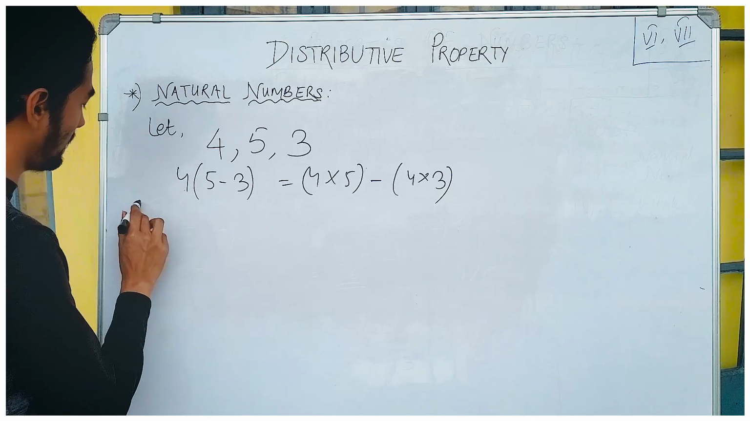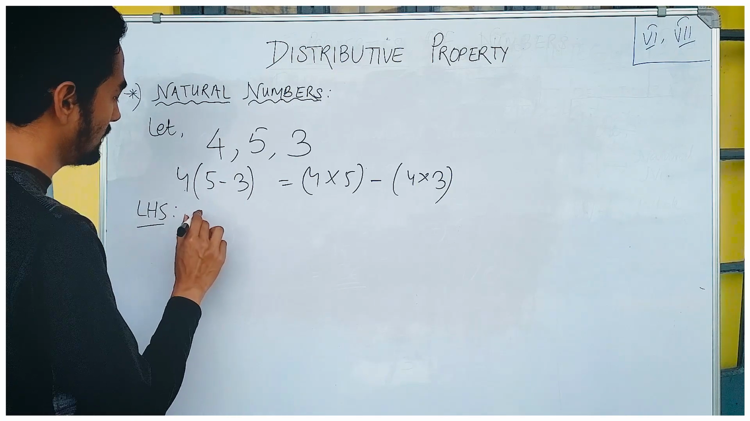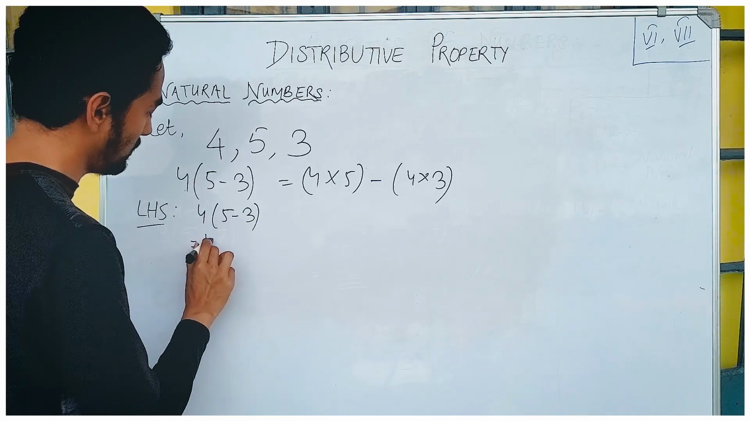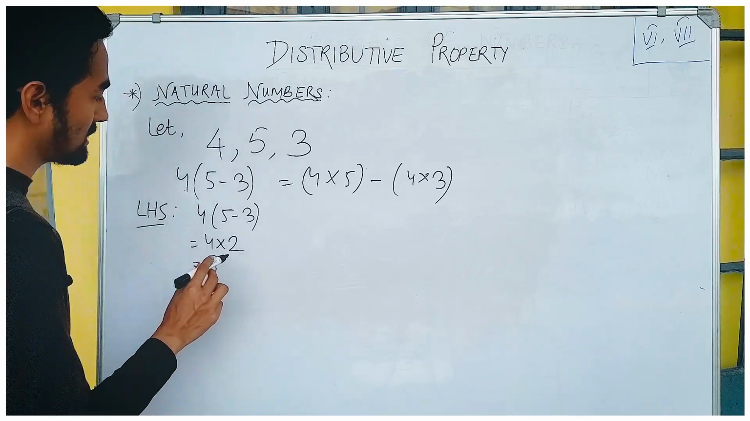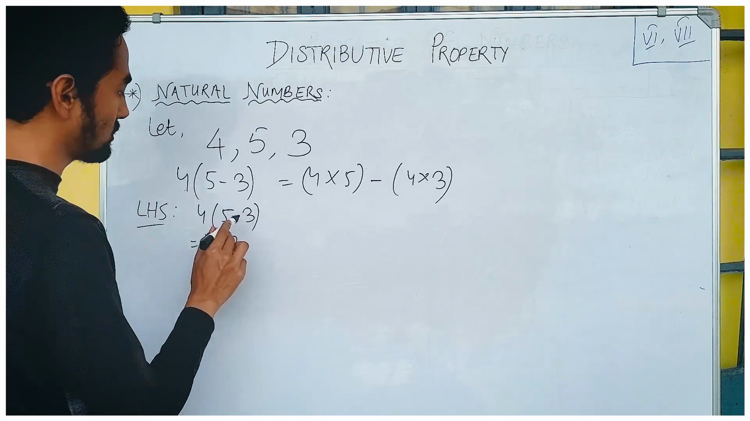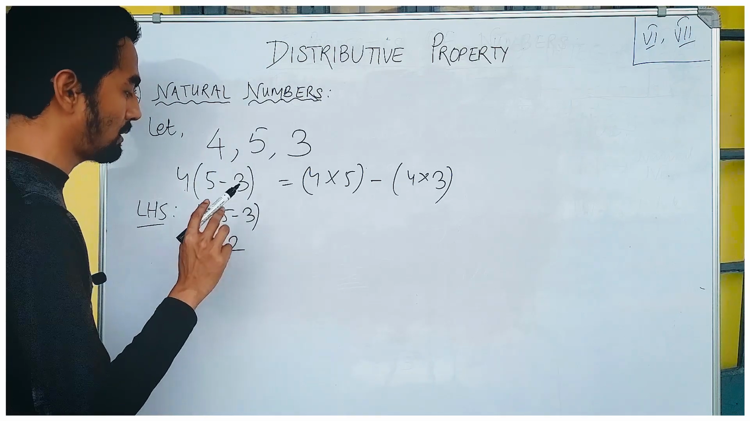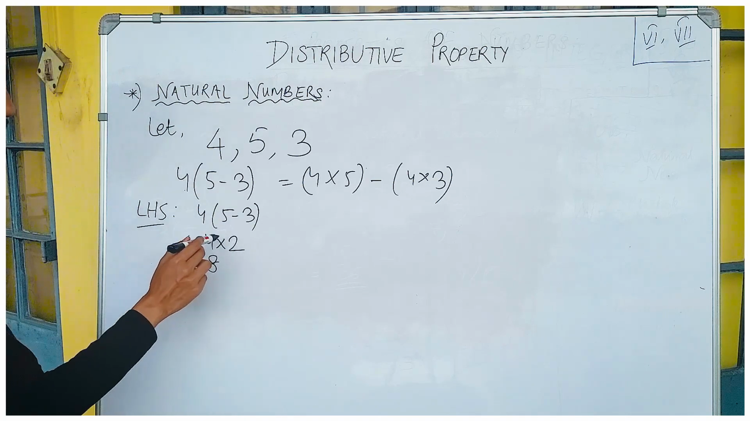So what do we have in LHS? LHS means left hand side, the left hand side of the equation. So 4 into 5 minus 3 is equal to 4 into 5 minus 3, which is 2. So 4 2s are 8. This is again the BODMAS rule. Within brackets, whatever numbers are there, that operation we have to do first according to the BODMAS rule. So 5 minus 3, what did we get? We got 2. So 4 2s are 8.